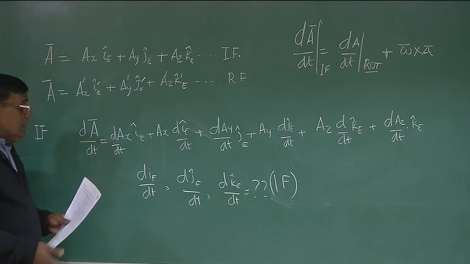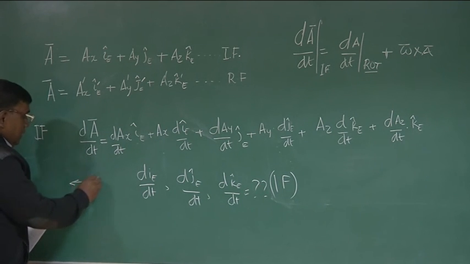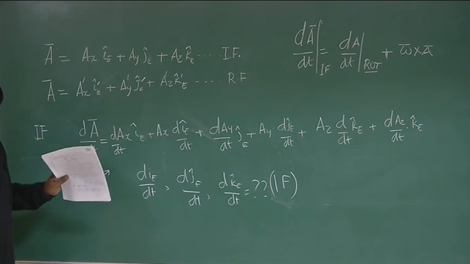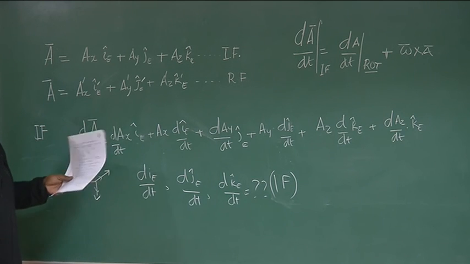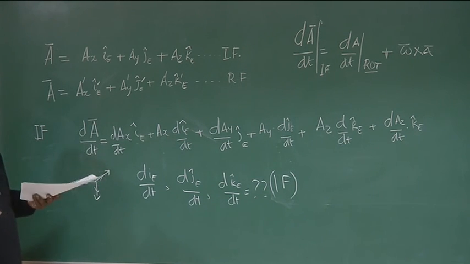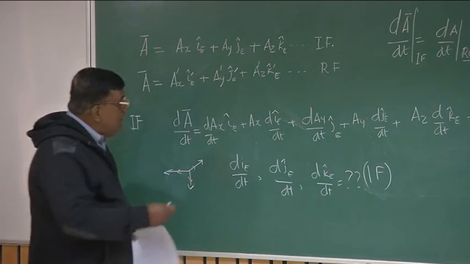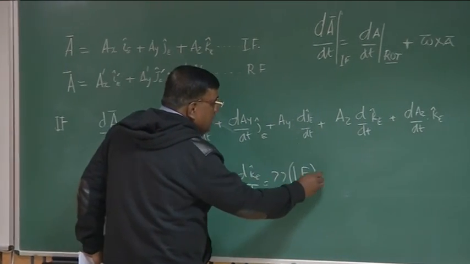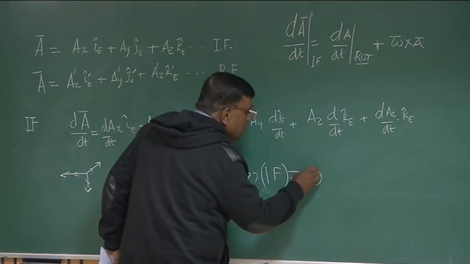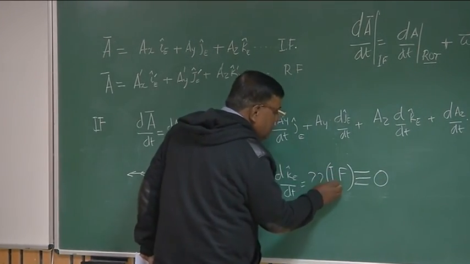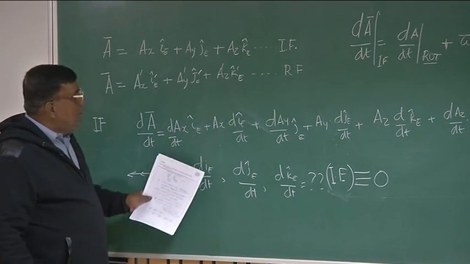So what we know is that in the inertial frame, it is earth fixed, and the unit vectors along the x, y, z directions are not changing in direction or in magnitude. The magnitude is one, and it is fixed, it is not rotating. We have assumed that the earth is a non-rotating platform for our purpose. So since they are not changing, these derivatives are equal to 0 in the inertial frame. Correct? Any doubt? So this is 0.